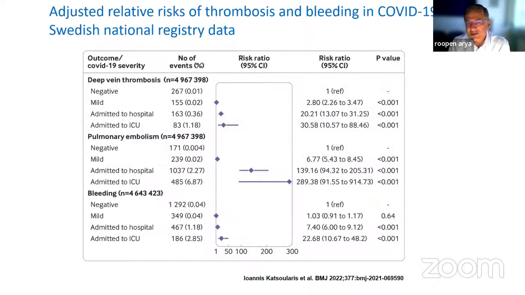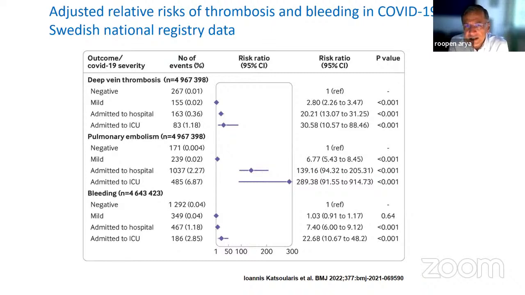There's also this more recent study in the BMJ, which is based on Swedish National Registry data in nearly 1 million patients who were positive for COVID. And they showed a 5-fold increased risk of DVT, 33-fold increased risk of pulmonary embolism, and 2-fold increased risk of bleeding. And all of these risks, as we can see, the severity were worse in patients admitted to ICU.